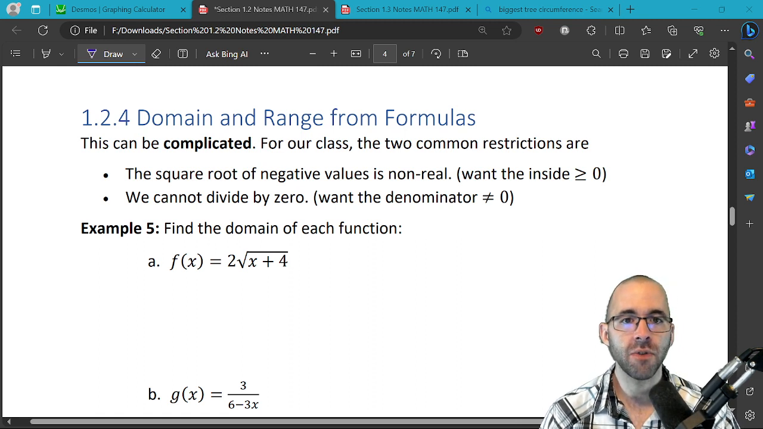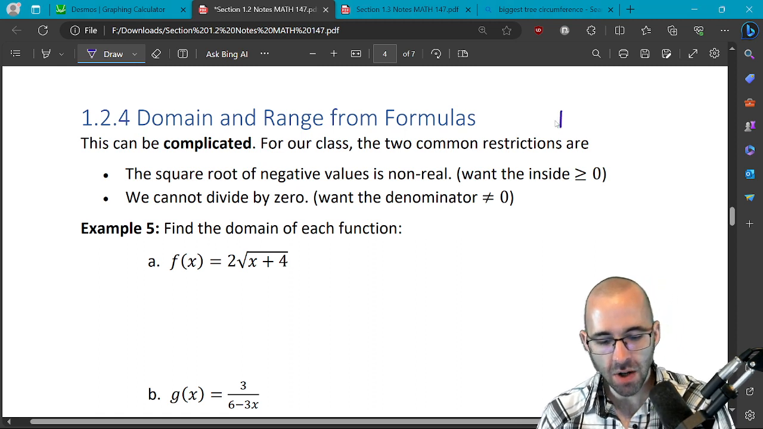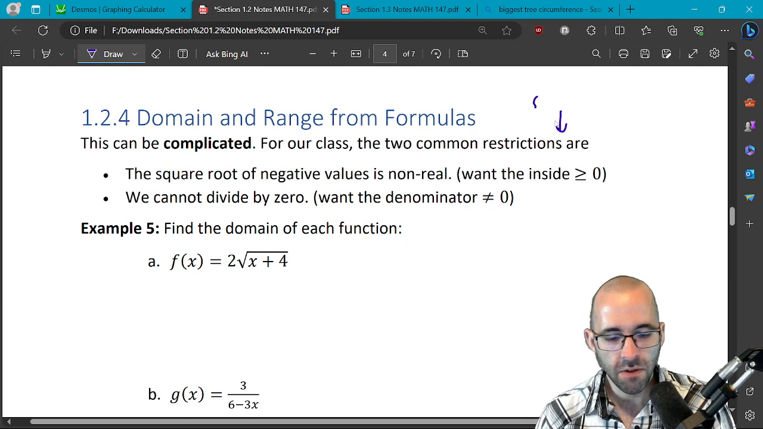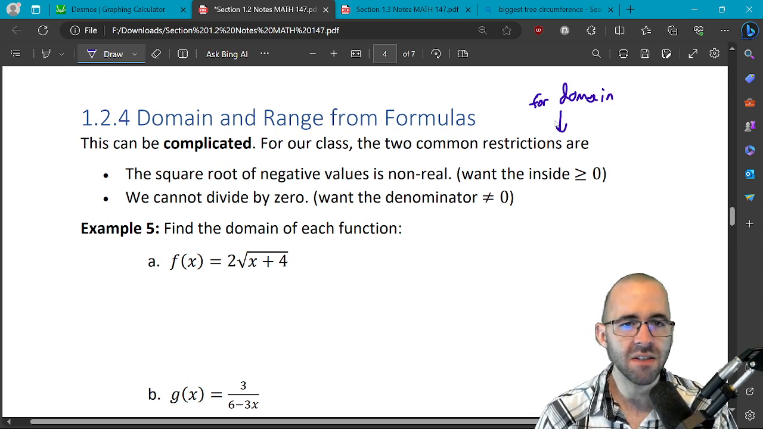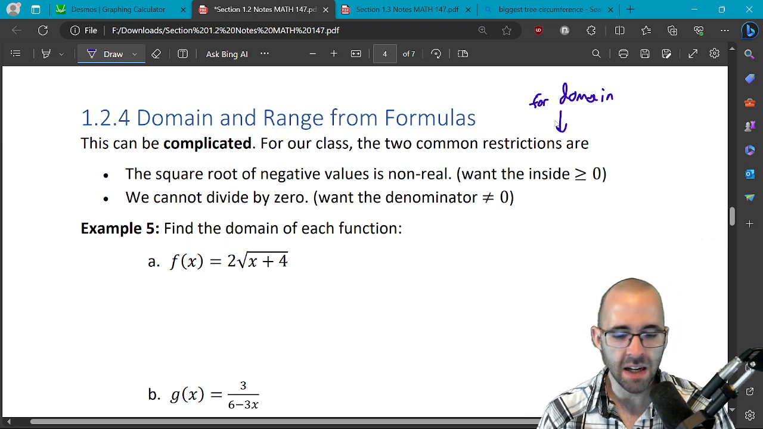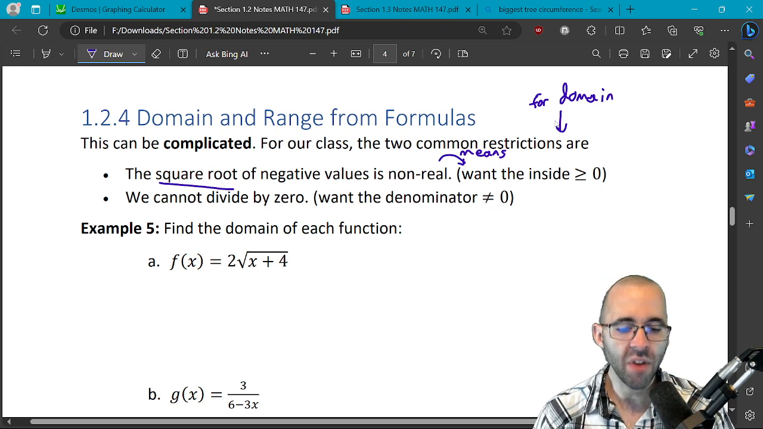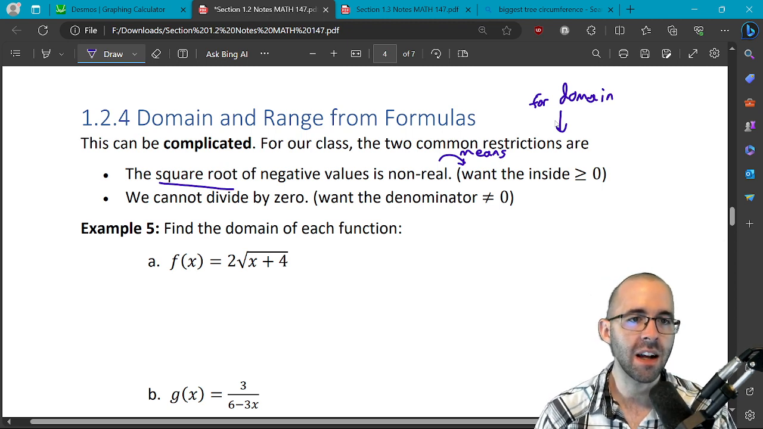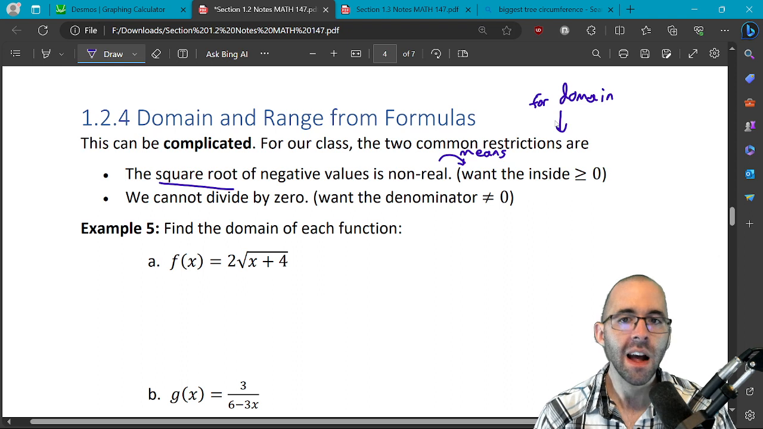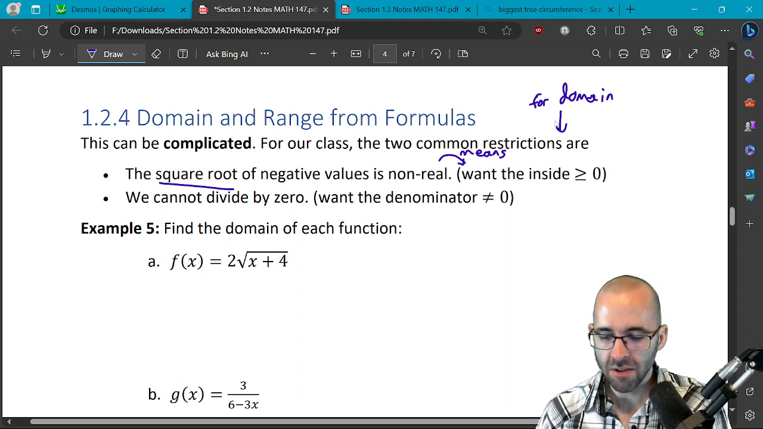And for the domain, two common restrictions are going to be that the square root of negative values is non-real. So that means that when we're looking at domain, if we have a square root, we're going to want the inside of that square root to be at least 0.